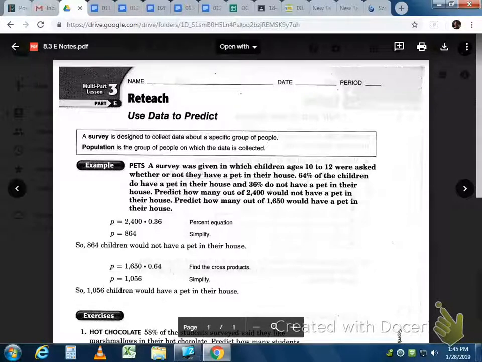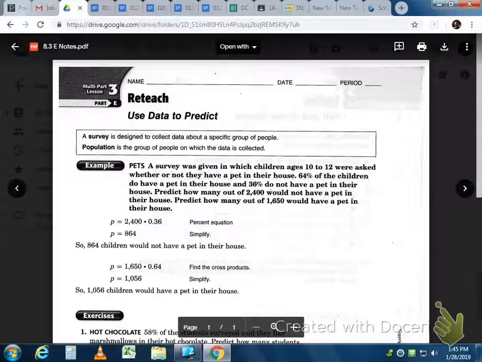8.3e, use data to predict. So a survey is designed to collect data about a specific group of people. Population is the group of people on which the data is collected. So we're going to be talking a lot about surveys. Probability and statistics has a lot to do with surveys and groups of people.